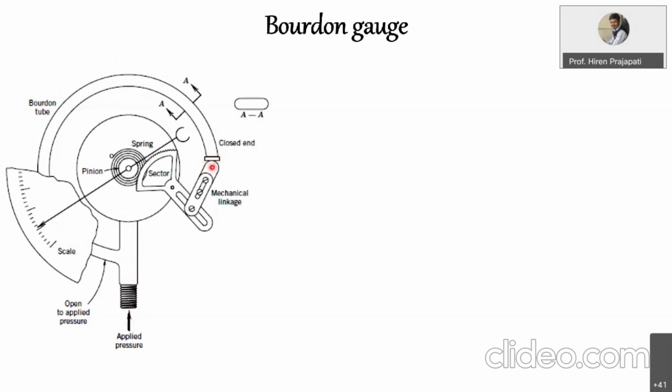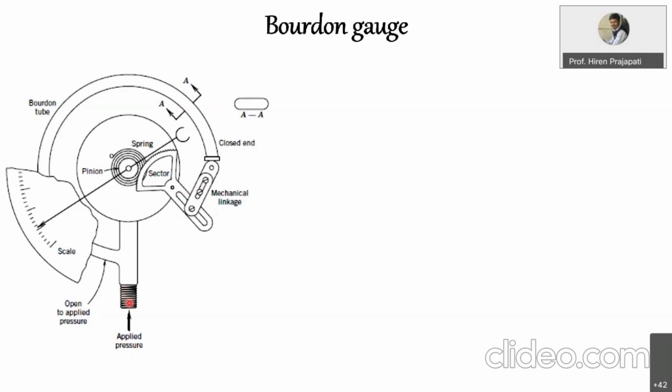Now this closed end, which is the free end, is connected to a sector through mechanical linkages, and this mechanical linkage length will actually define the magnification, right? So this length as well as this distance, the sector distance from the hinge point, these two will define the magnification.